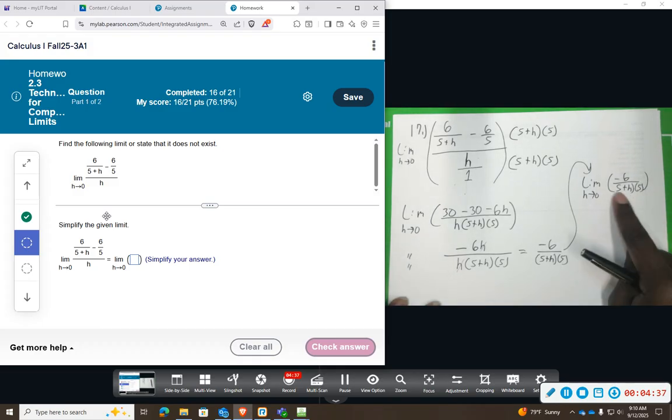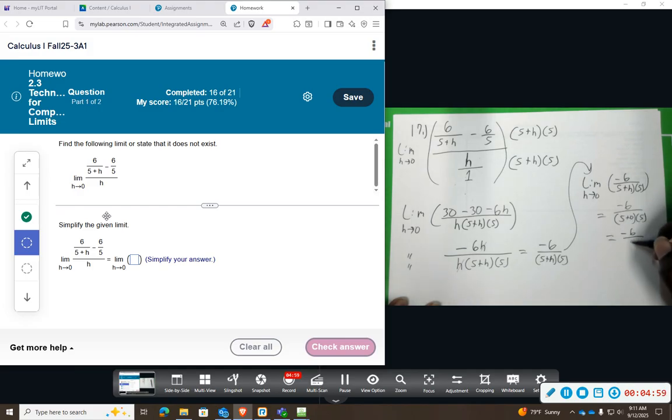So if I plug in a 0 by direct substitution, this would just give me 5, and then 5 times 5 gives me 25. So we have a negative 6 for plugging in a 0, and we just end up doing 5 times 5, and that gives us negative 6 divided by 25 as our limit.